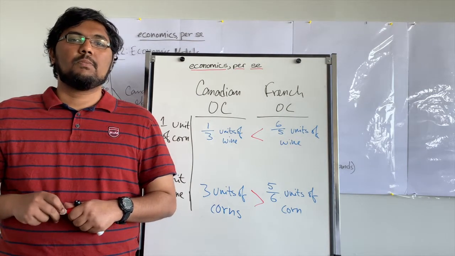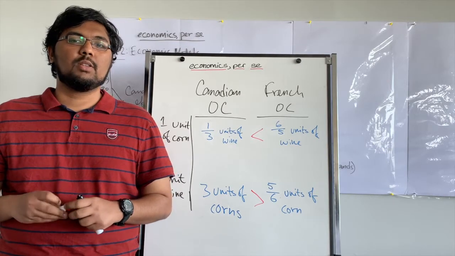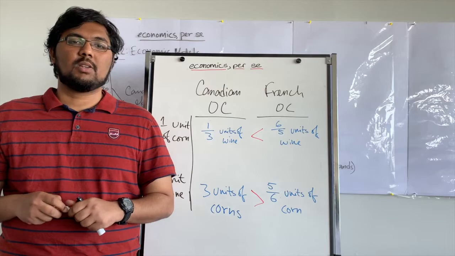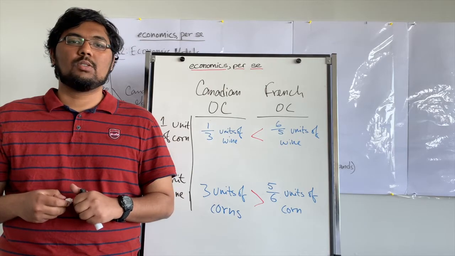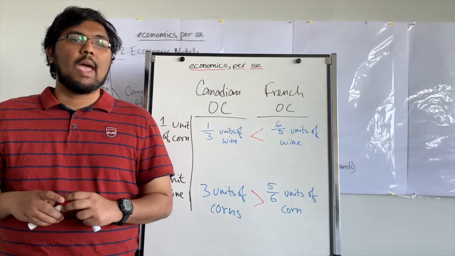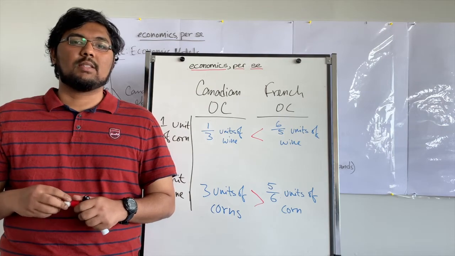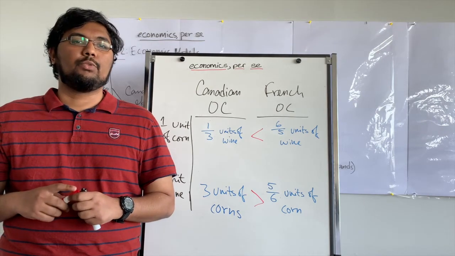Considering the results from this analysis, it would be better for both countries if Canada specializes and only produces corn as it has a lower opportunity cost of doing so, and if France specializes and only produces wine as it has a lower opportunity cost of doing so.